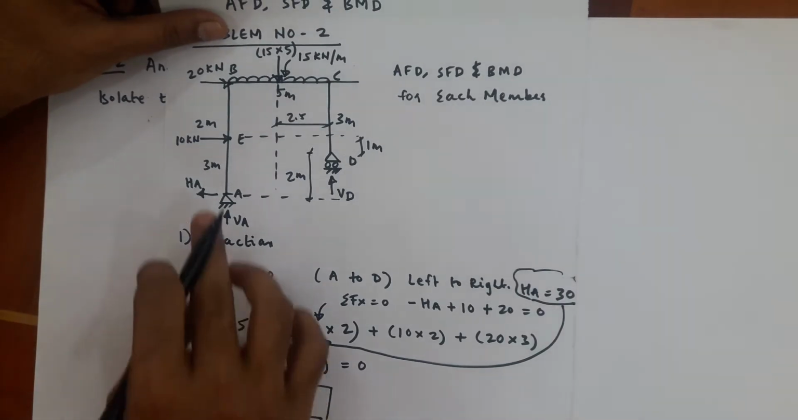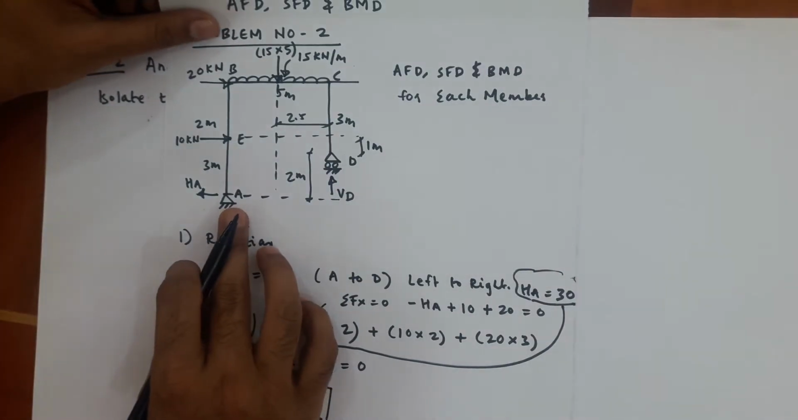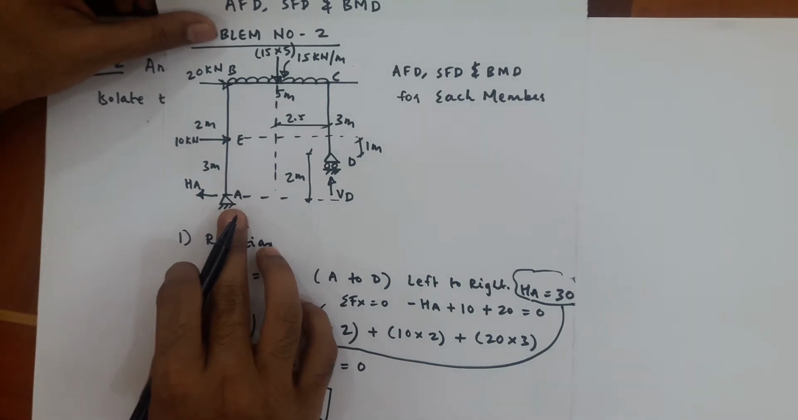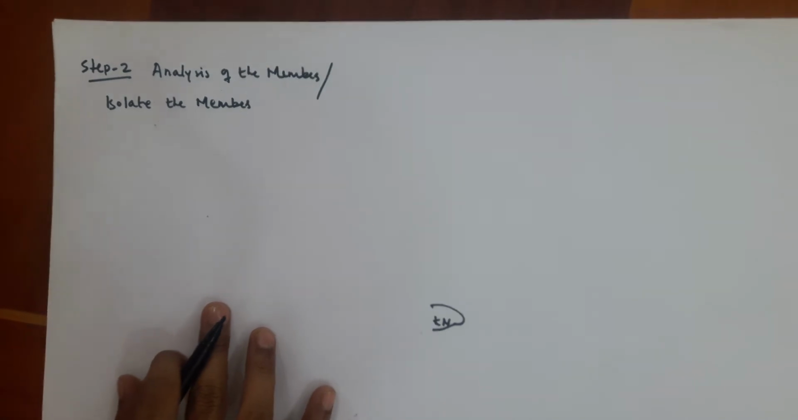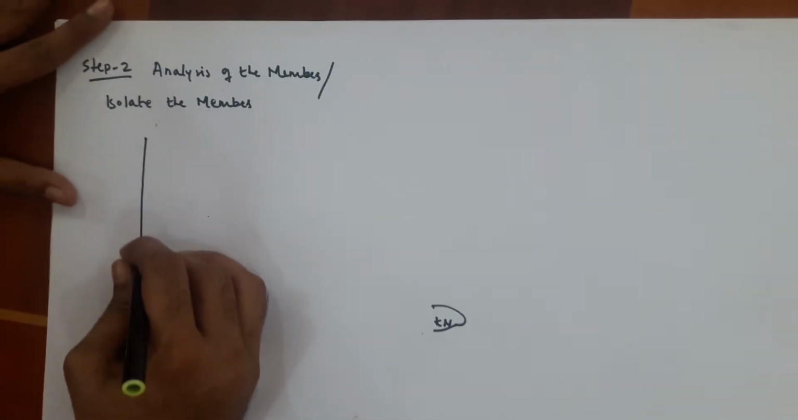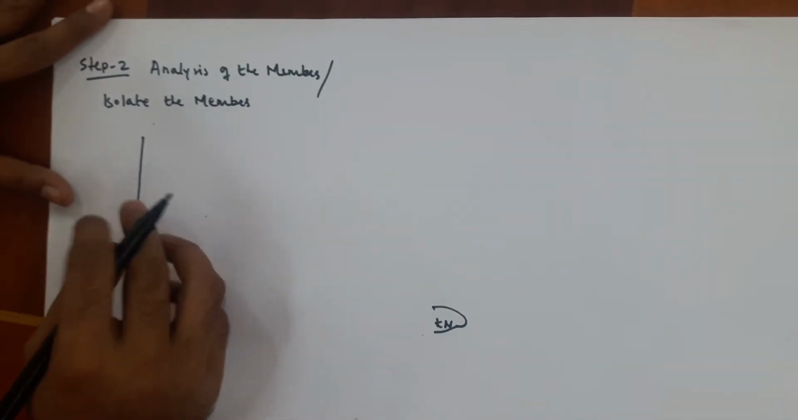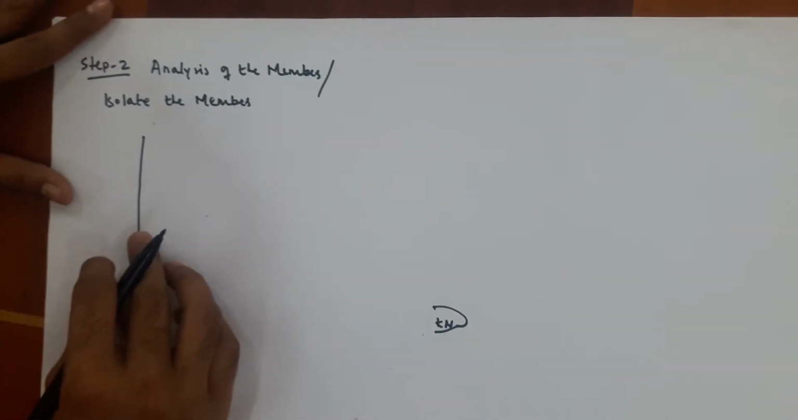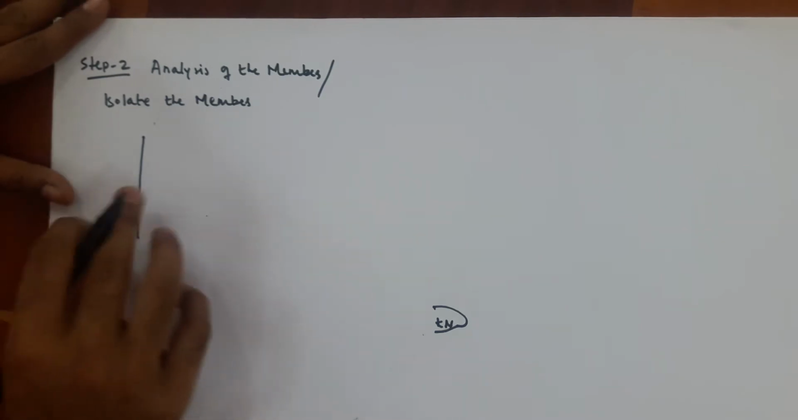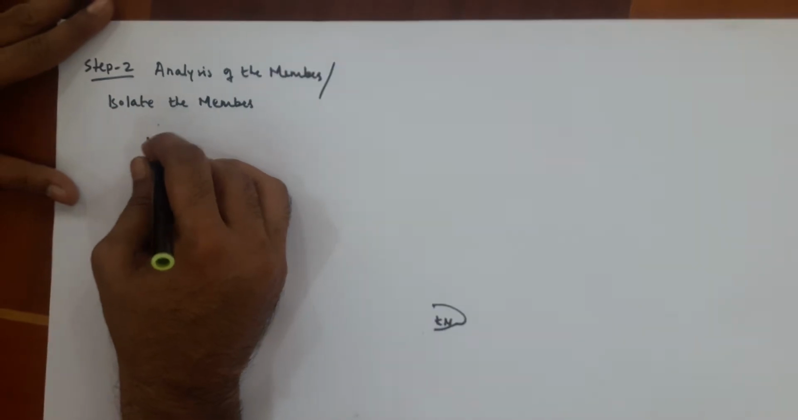So here if you see, the very first member is AB. Draw the free body diagram of member AB and then find axial force, shear force and bending moment and then draw it. So first we will just draw the free body diagram of member AB. In free body diagram you have to show the loads acting on member AB and then the different forces acting on member AB. So we have this A, B.